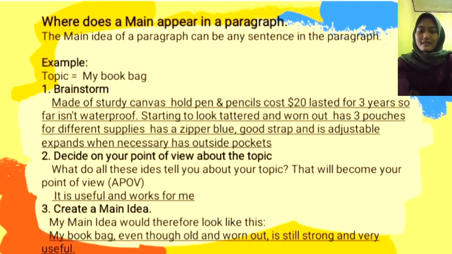Number two is decide on your point of view about the topic. What do all these ideas tell you about your topic? That will become your point of view. It is useful and works for me. Number three is create a main idea. My main idea would therefore look like this: my book bag, even though old and worn out, is still strong and very useful.